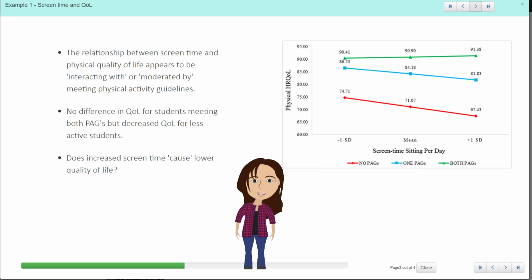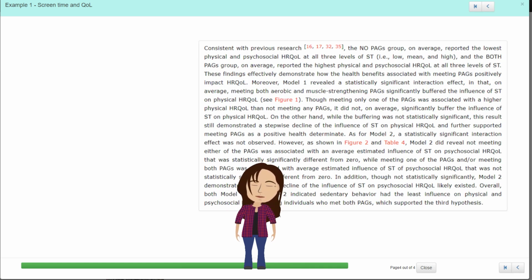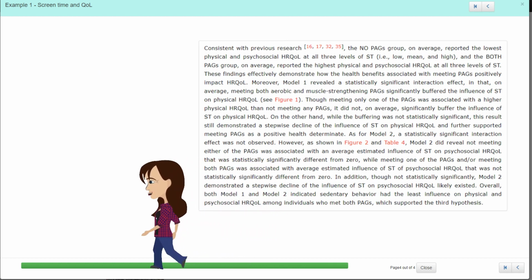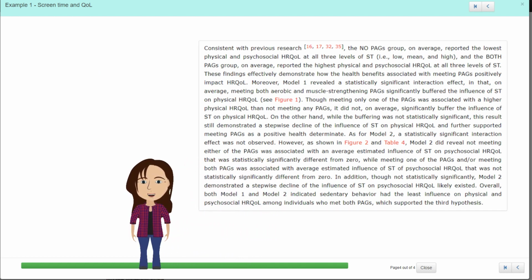And I would encourage you to go through and read the discussion from the authors, and they go into a bit more detail about what is having an effect and what's interacting with what.